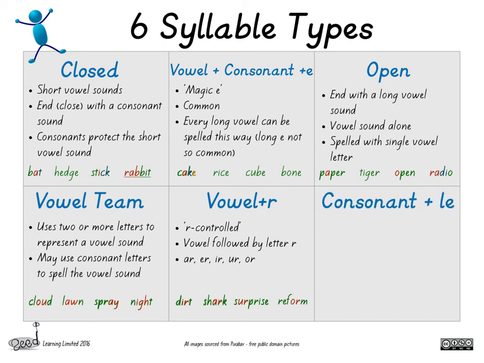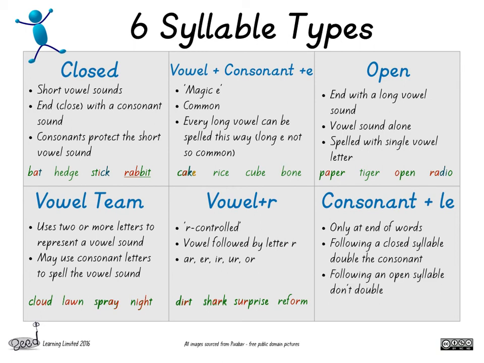And the final group of syllables are the consonant plus LE syllables. These syllables are found only on the end of words and will have a consonant followed by the letters LE. These syllables are ruled by spelling conventions too. If a C-LE syllable follows an open syllable, we don't use a double consonant. But if it follows a closed syllable, a double consonant is used. Here are some examples. Table, rifle, giggle, battle.